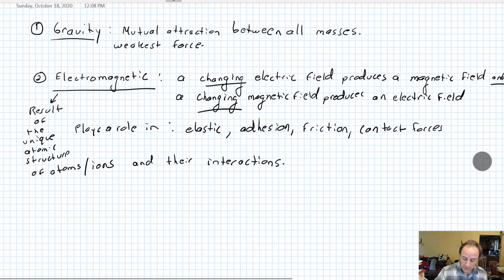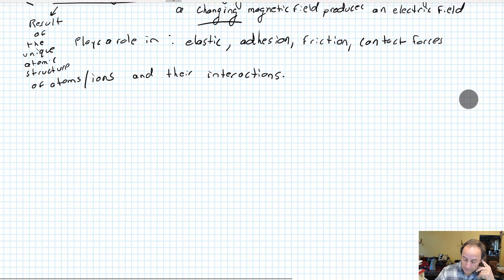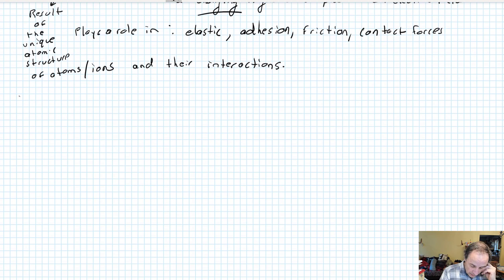So these two, we know these. We experience these. Numbers 3 and 4 are nuclear. Number 3 explains a seeming contradiction when you first learn about the anatomy of an atom. This is the strong nuclear force.